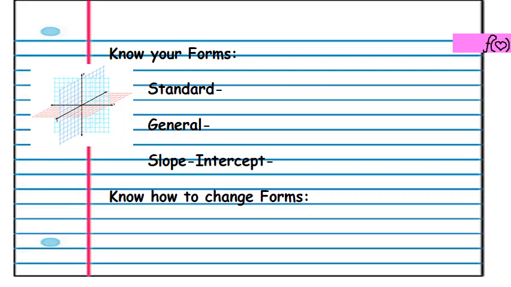Definitely need to know your forms. Standard, general, slope-intercept. Know how to change those forms. That's what we got here. Okay, standard: Ax plus By equals C. Burn them into your brain. As you study, take a look at those forms, okay? Take a look at those forms.